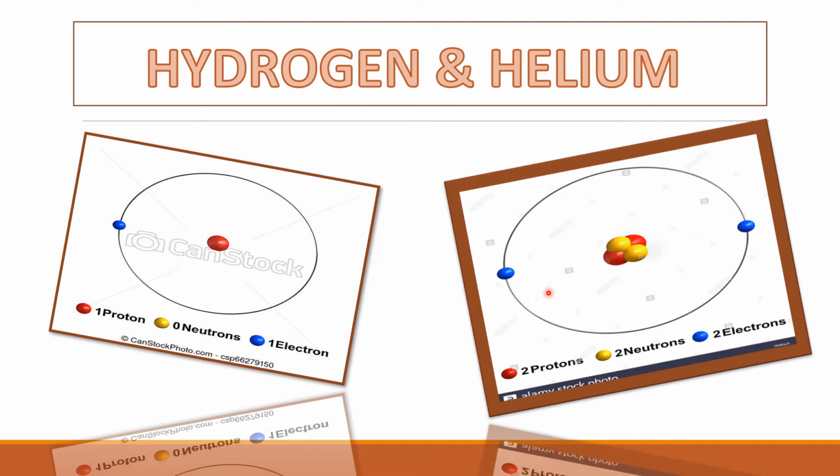And this is the structure of helium atom where there are 2 protons, 2 red colored protons, 2 neutrons, yellow color, and 2 electrons are present. 2 electrons, that's why they are in the first orbit only.